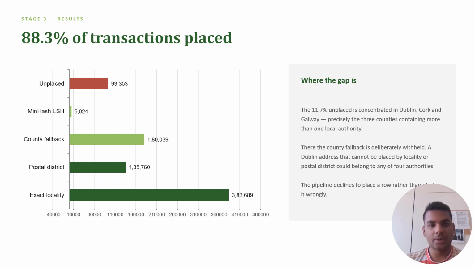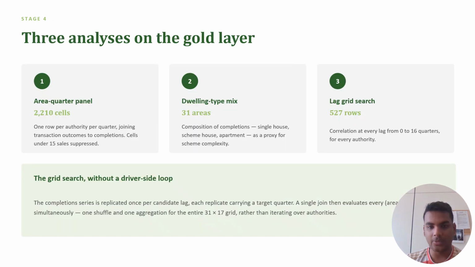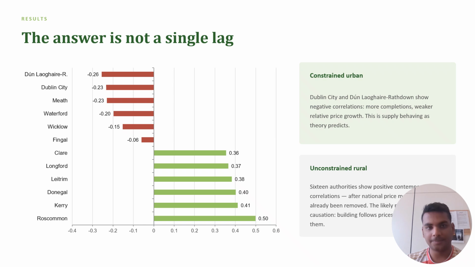It creates the area-quarter panel, calculates dwelling type information, and adds lags from 0 to 16 quarters. The quality check is the panel match rate, which is around 90%. The results are written directly into the output lakehouse and queried through SQL. There are three main analyses: the area-quarter panel, dwelling type mix, and lag grid search. For the grid search, instead of running separate Python loops for every authority, I structured the data so that all the authorities and all the candidate lags can be evaluated together through Spark.